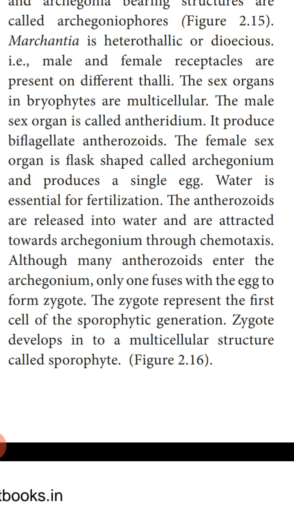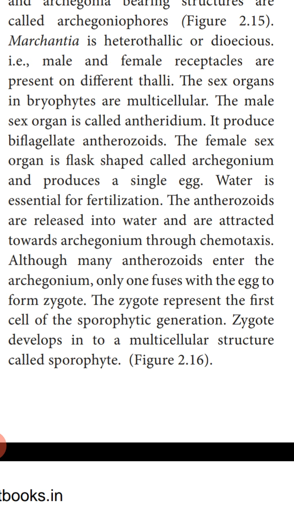Here the archegonium, the egg, secretes a chemical stimulus. These antherozoids are attracted by this chemical stimulus, which is called chemotaxis, and they move towards the neck region of the archegonium, and only one antherozoid will fuse with the egg, and they will form the zygote. The zygote represents the first cell of the sporophyte generation.